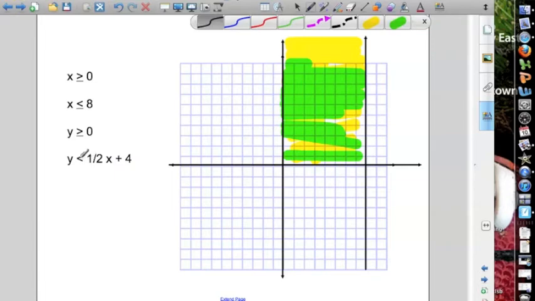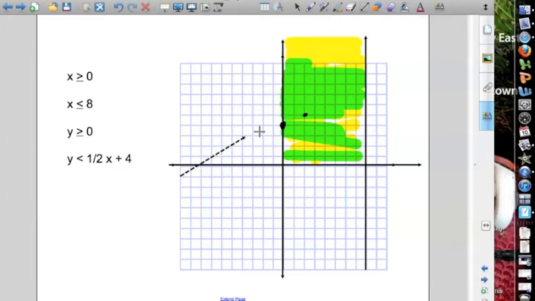I go to my last one. My last one is right here. Y is less than 1/2 x plus 4. It's in slope-intercept form. I know that it crosses the y-axis at 4. I know that the slope is 1/2 because that's the number by the x. And so I go up 1, right 2. I also know it goes through that point right there. Notice that it is less than, so it's going to be a dashed line. So I want to make sure I use my dashed line as I go through there.